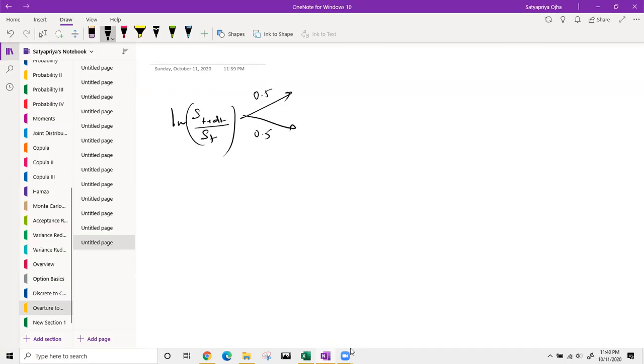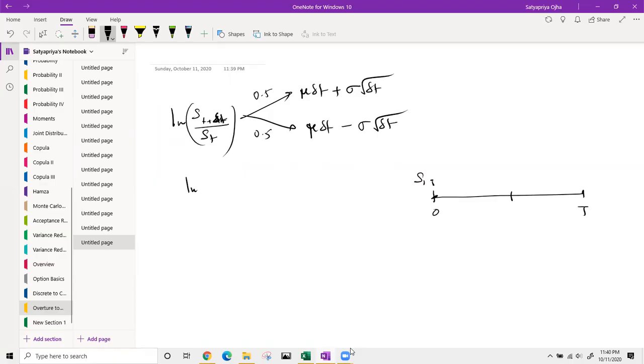So if I use this mu delta t, so this is delta t, okay, plus sigma square root of delta t, mu delta t minus sigma square root of delta t. This will result in, so I'm modeling from 0 to t. Let me draw it properly here on this side. 0 to t. Today's stock price is, let's say, S0.